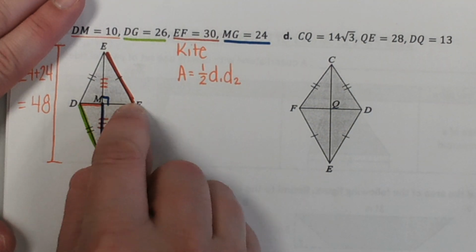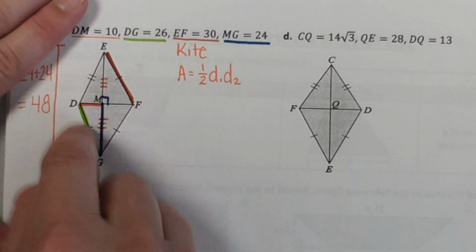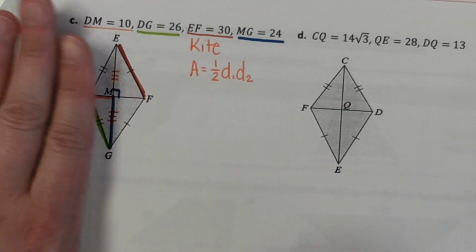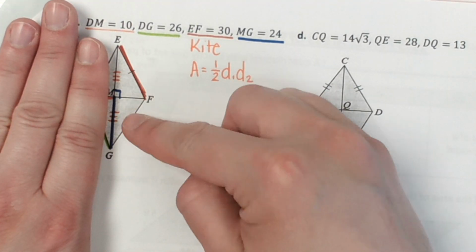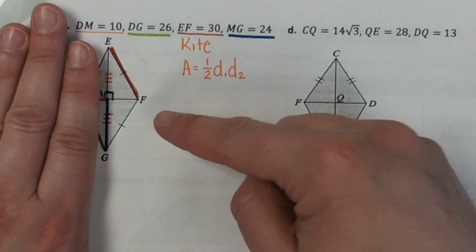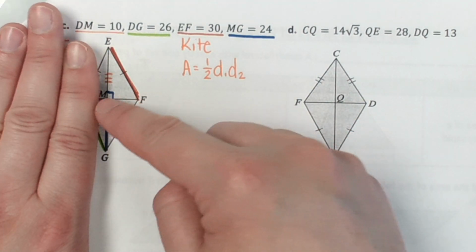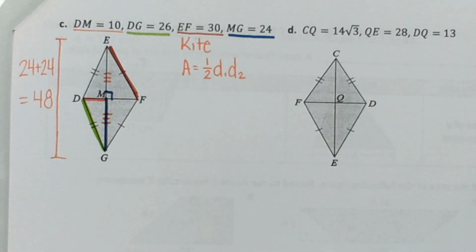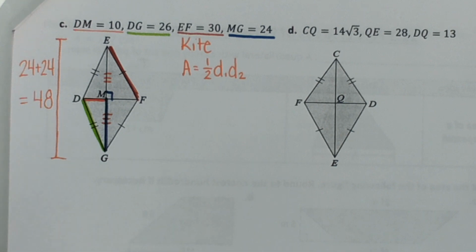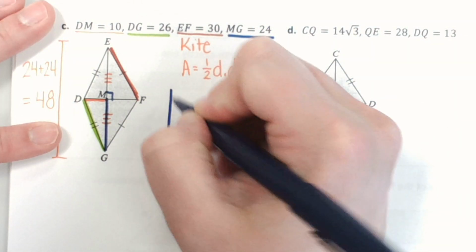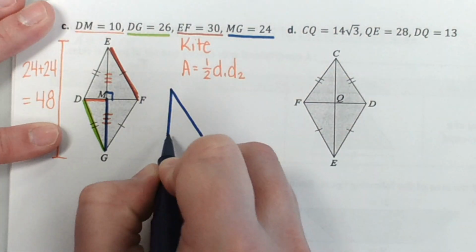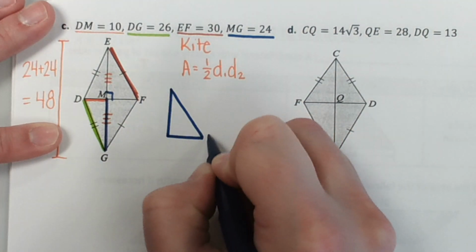We need to know this length, which means it's not one of those two. It's one of these two. Which one do I know the most information about? The top one, because I know what EF is and I know what this length is. So sometimes you have to pull out that right triangle. Now you don't have to draw it separately, but for some people it helps seeing what's going on. So I'm going to do that.